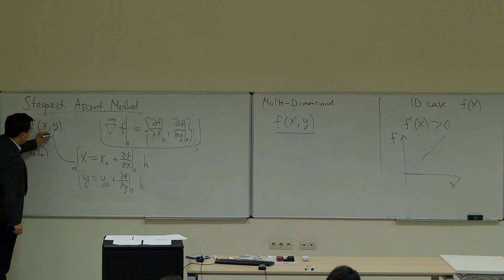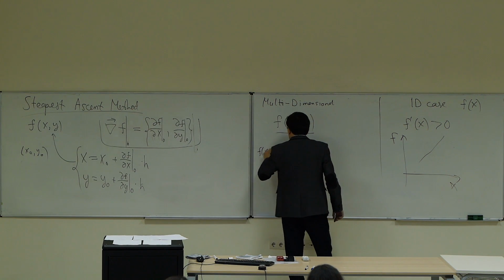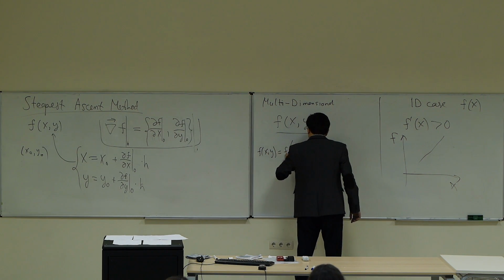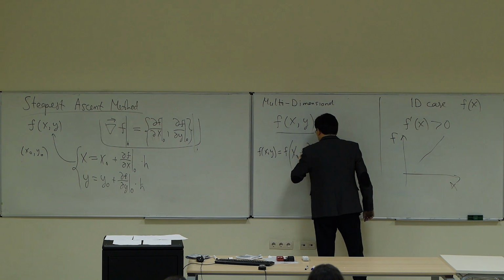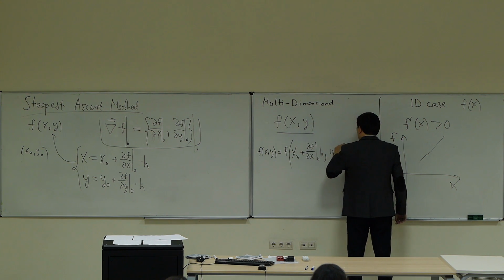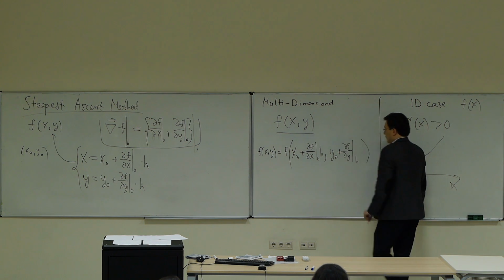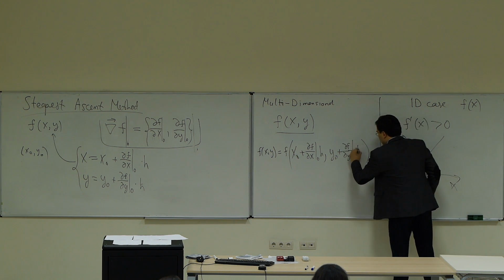All right, let me put this x and y into this expression. What do I get? I get this. f of x, y is f of x0 plus df/dx at 0 times h, and y0 plus df/dy at 0 multiplied by h.